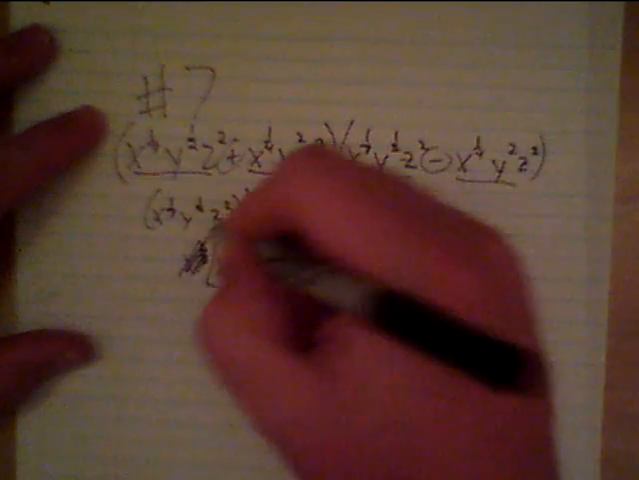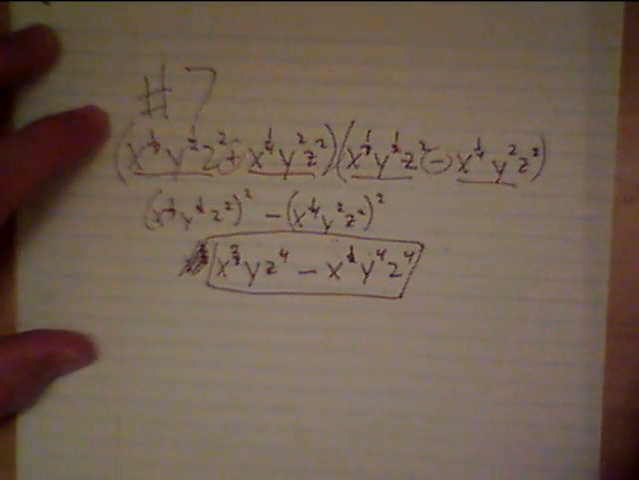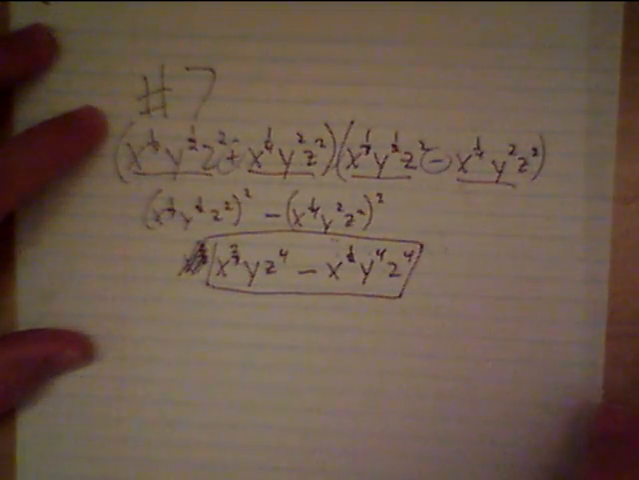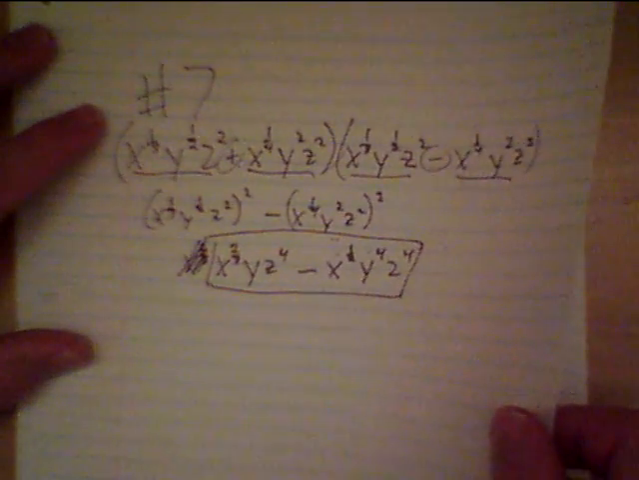And z squared squared is going to be z to the 4th. So a little bit of a shortcut. It looked like an ugly problem, but if we recognize that conjugate property, it makes it a lot easier. So we're on to number 8, the home stretch.